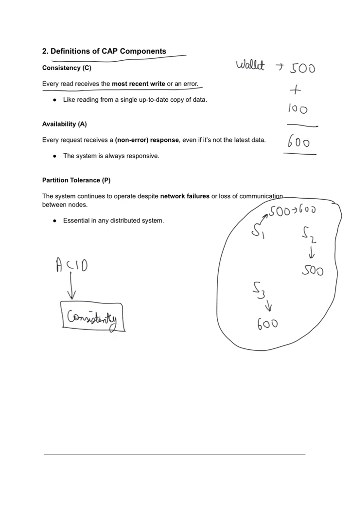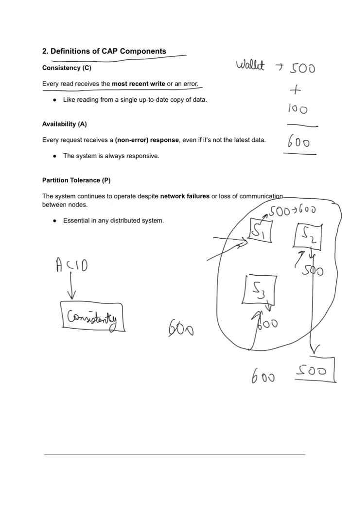The consistency in CAP theorem means all your nodes should have the right or most recent entry, and if somebody is asking you the value either from S1, S2, S3, it should give 600. If somebody is giving 600, somebody is giving 500, then your system is not consistent. As you can understand, this is very important in banking applications, right? Consistency is very important in banking application.